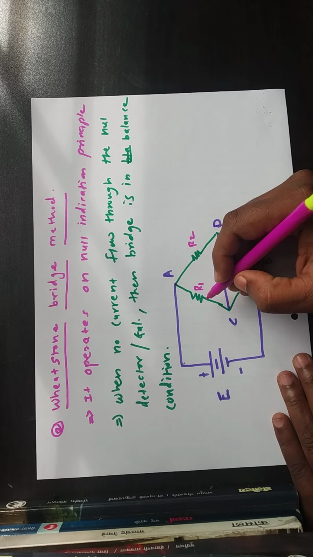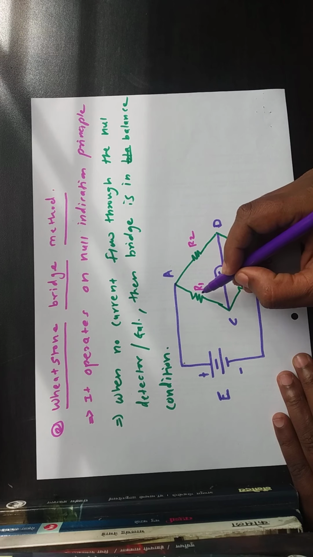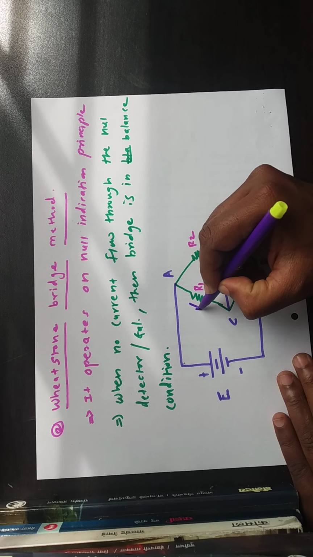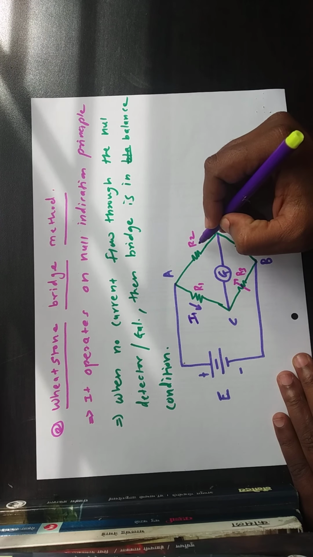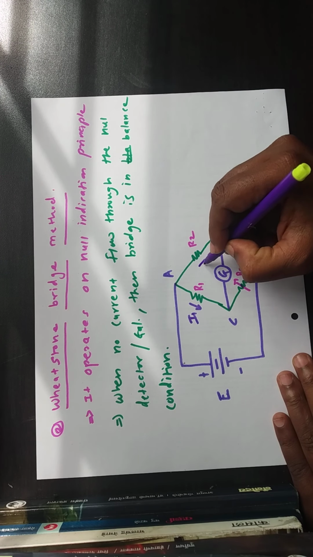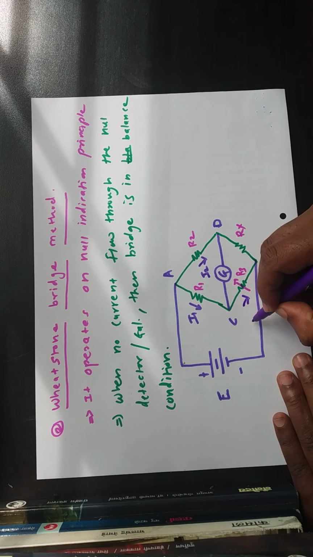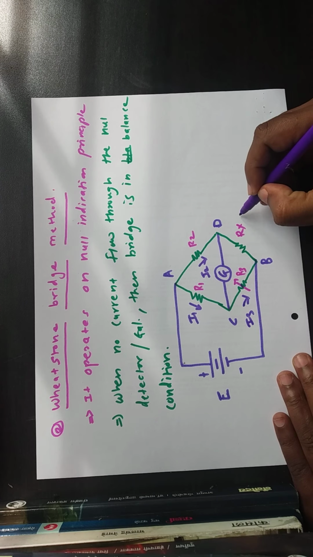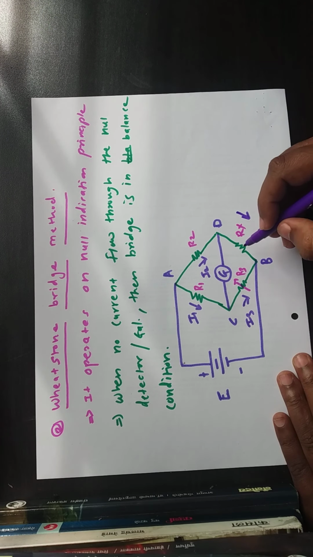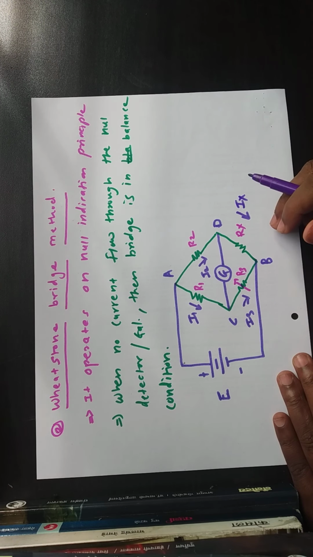So these are the resistances, and the current flowing through R1 we call I1, so this is the current direction I1. Current flowing through R2 is represented like this, that is I2. Current flowing through R3 is I3, and current flowing through Rx we simply call Ix.